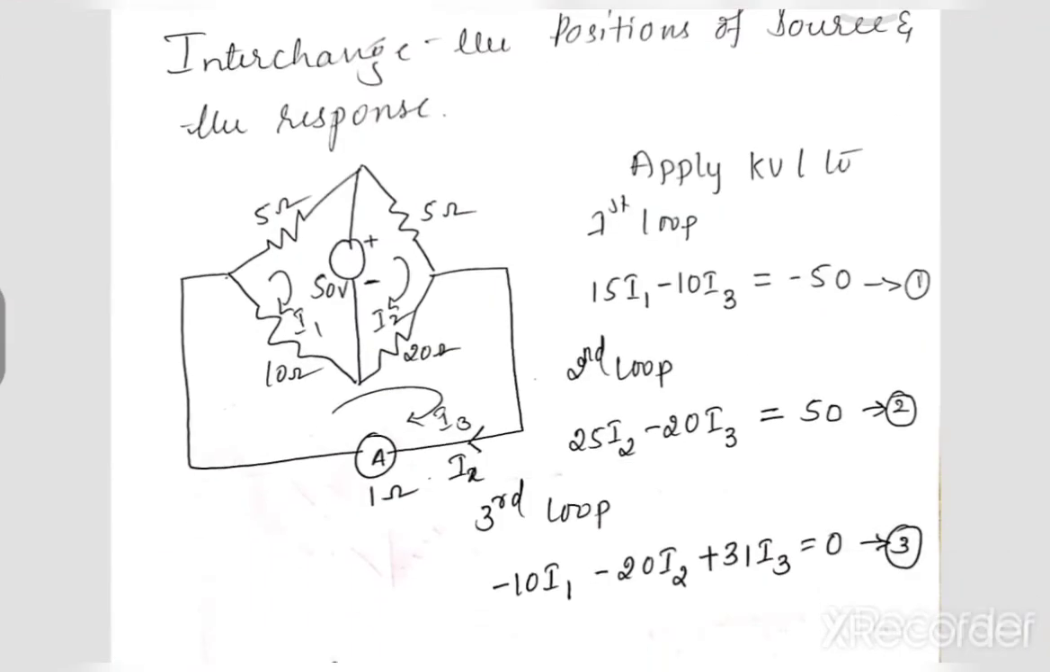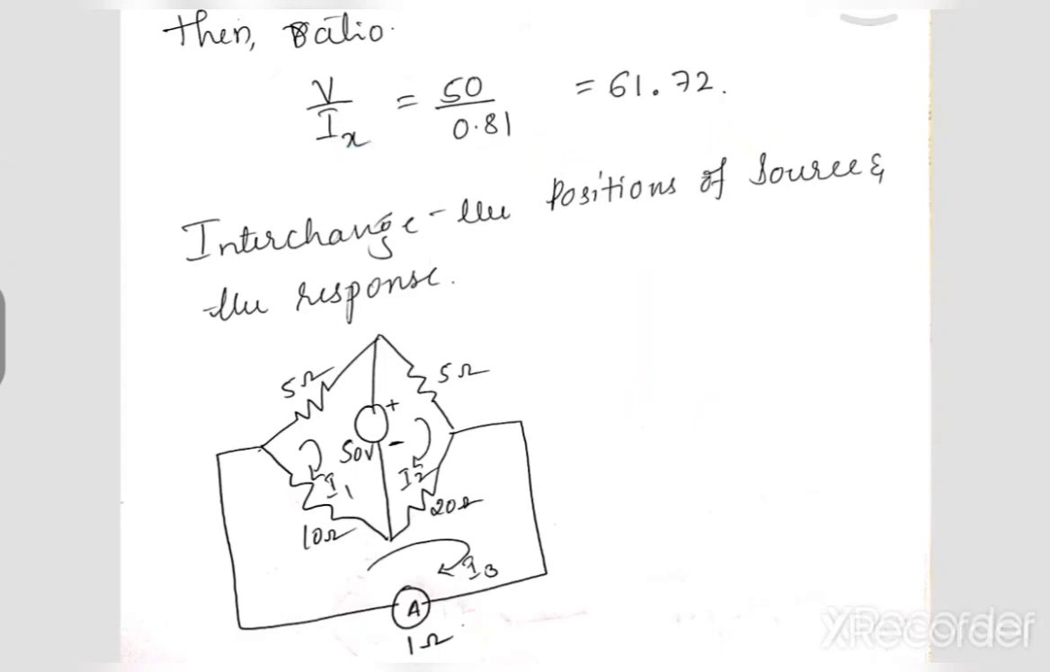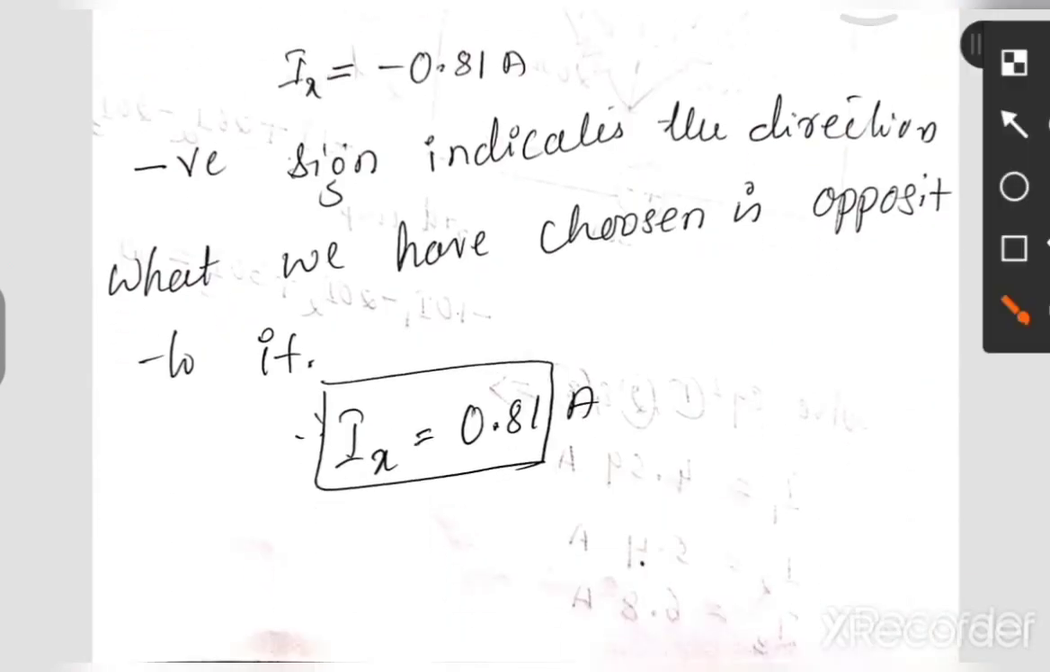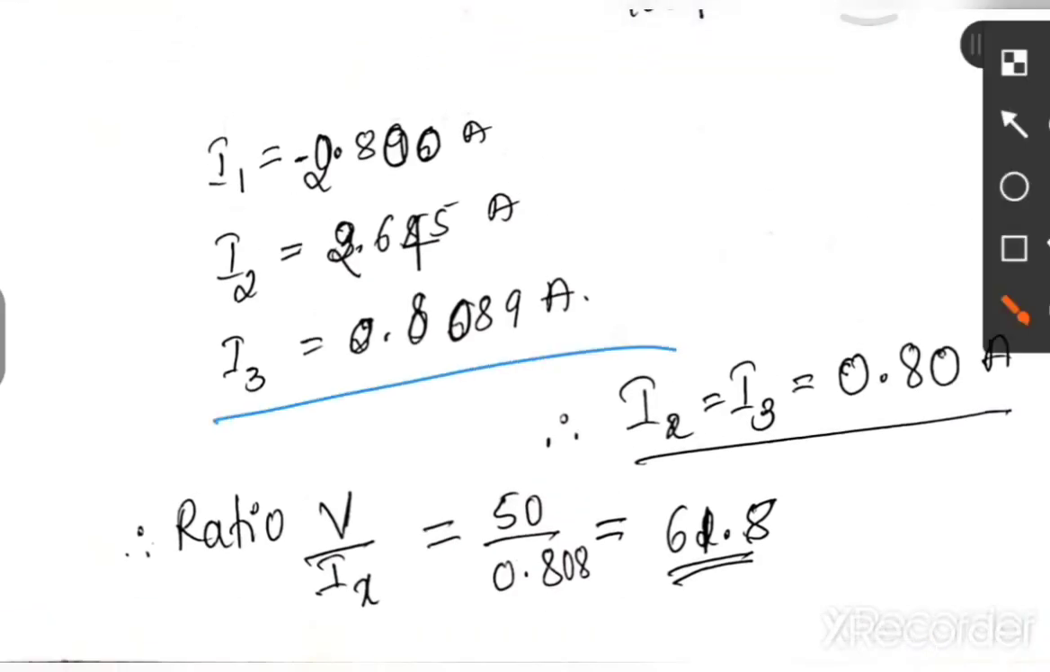Almost same as you have taken a ratio of this. You can compare only Ix in the first case as well as in the second case. Ix in the first case was 0.81 ampere, and it should be same in the second case also. Here we have got 0.808 amperes. Okay, it's approximately you can take 0.81 amperes.